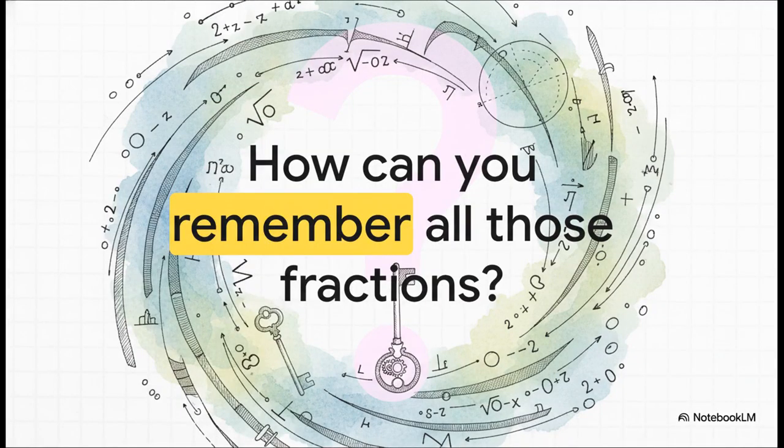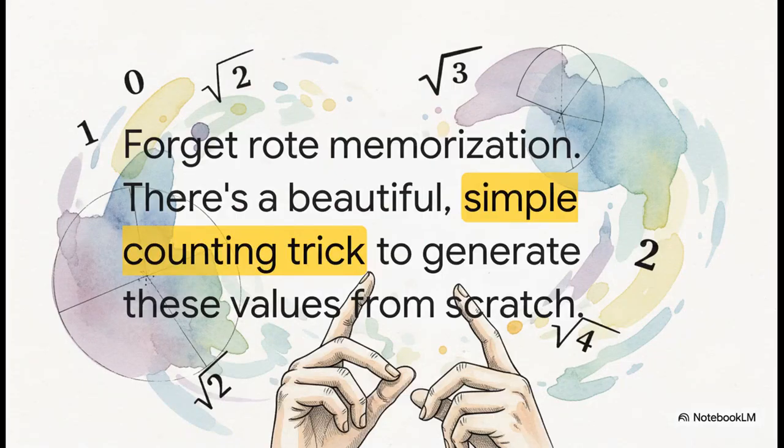Okay, I can hear you thinking it. That still looks like a bunch of random fractions and square roots to memorize. But what if I told you there's a brilliant shortcut, a pattern hidden inside those numbers so you don't have to memorize them at all? Yep, there is a beautiful, simple pattern right there in plain sight. We are not going to use rote memorization. We can use a simple counting trick to generate these coordinates from scratch, anytime, any place.